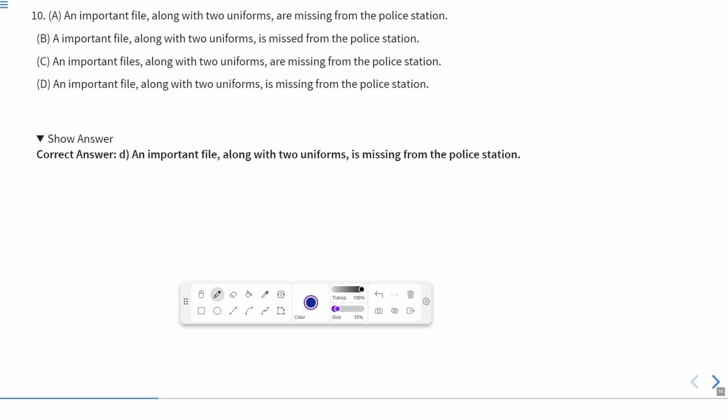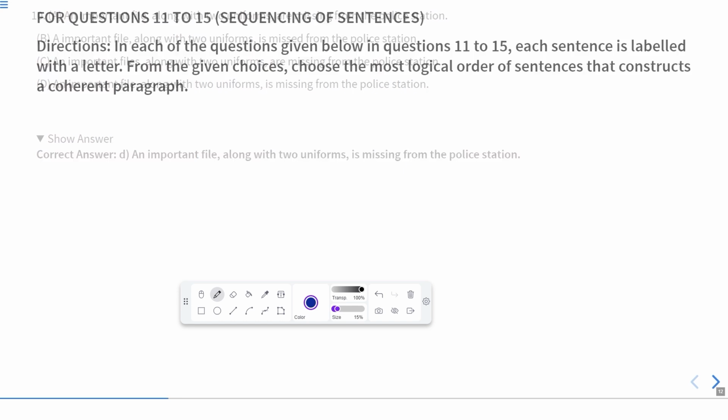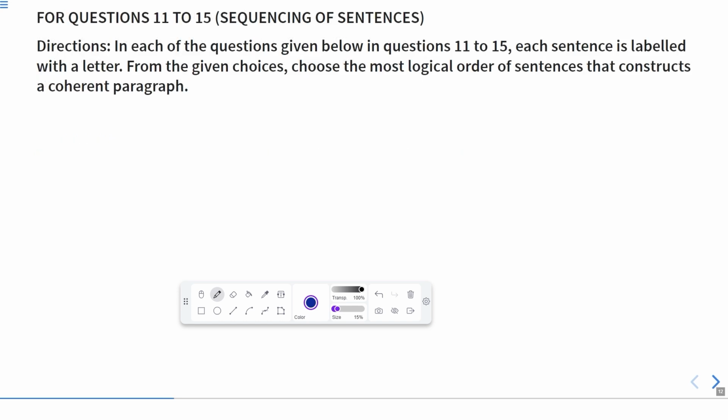Okay, now here 10 questions are already completed according to the first direction. Now we'll have another direction. This is the direction for questions 11 to 15. It means 5 questions will be covered in this type. Okay, directions. Now what are the directions of these questions?